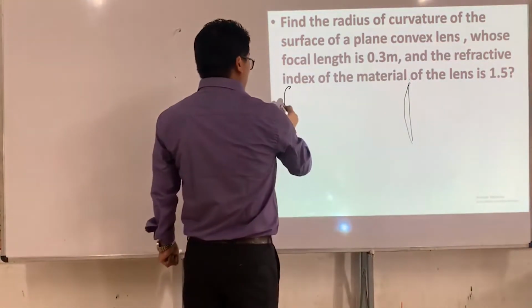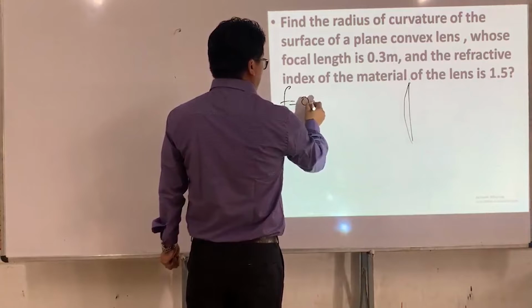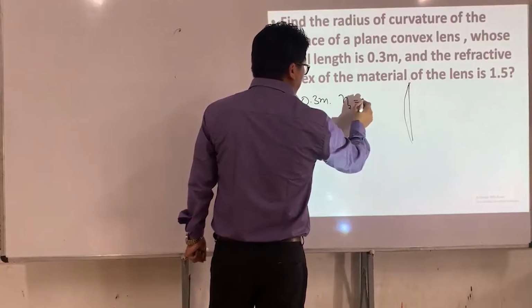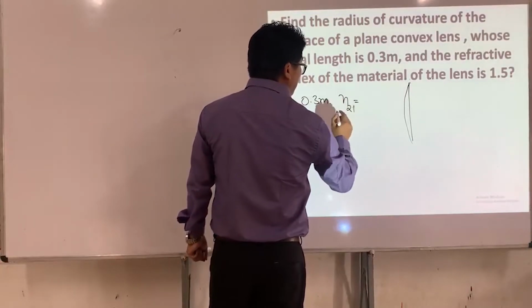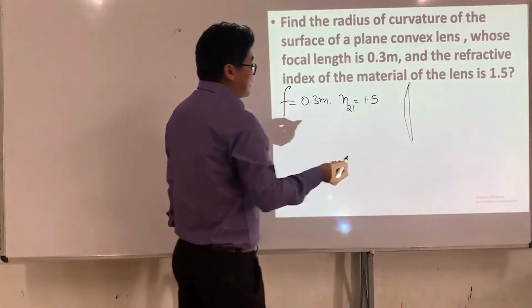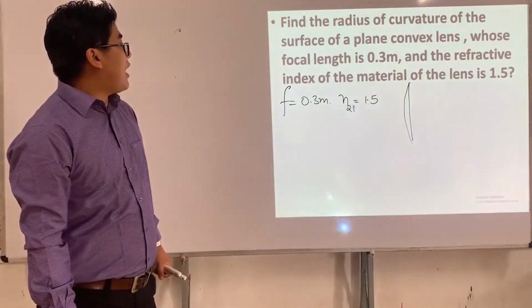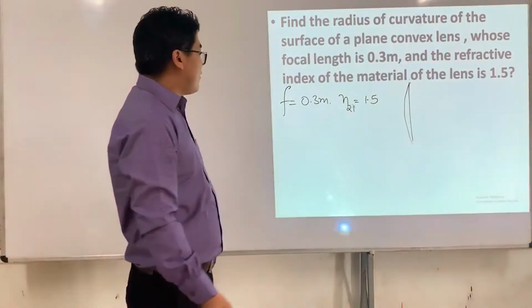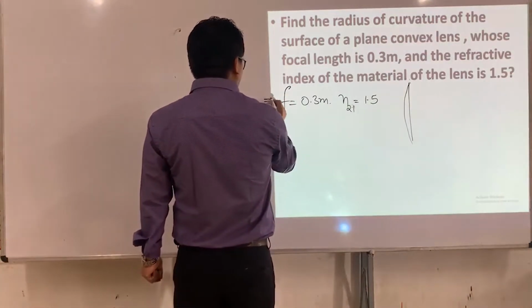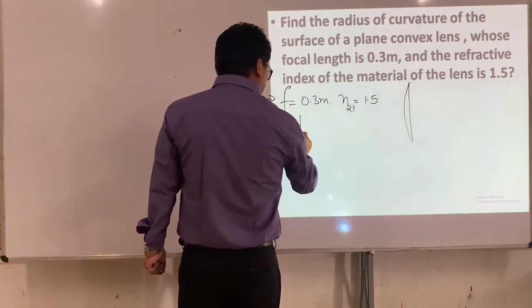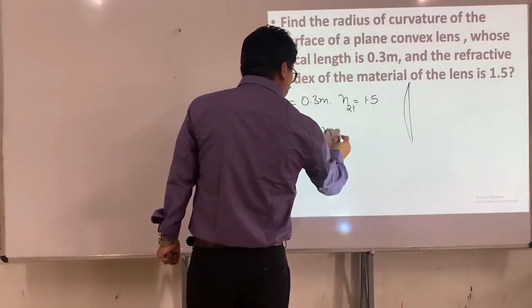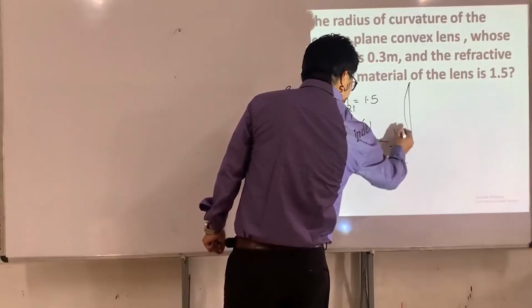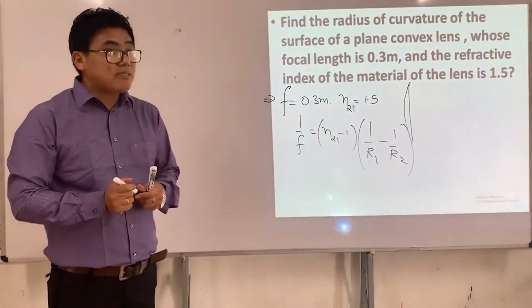Therefore I say, what is the focal length? Focal length is 0.3 meter. What is the refractive index? The refractive index is going to be n 2:1, the second medium with respect to the first medium, or else I can keep this as n, no problem. You are asked to find the radius of curvature. So this is the given part. What you are going to use is 1 by f is equal to n 2:1 minus 1 into 1 by R1 minus 1 by R2. This is the lens maker formula.